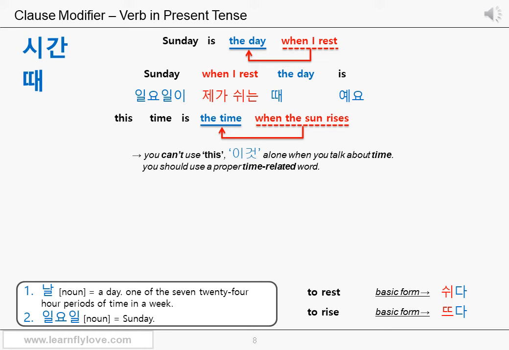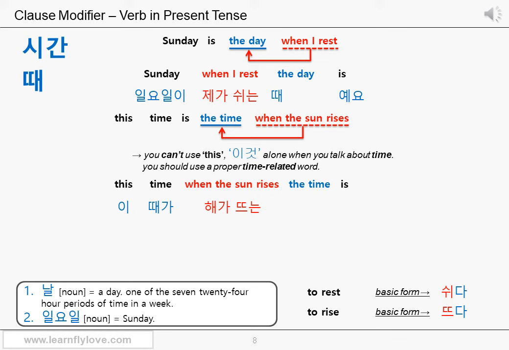The sentence structure in Korean is going to be like this: this time, when the sun rises, the time is. Are you following us? This time, let's use 때 for this. 이때가, when the sun rises. The sun is 해 or 태양. Let's use 해 because it's more commonly used. 해가 with the subject particle 가.